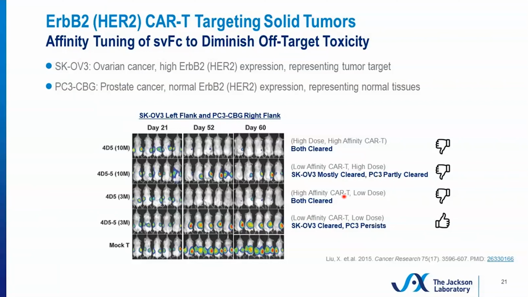Even with a high affinity at low dose, it cleared both again. And what was really nice here is that the low affinity CAR T at low dose cleared the high expressing tumor, while the low expressing tumor, which was an example of the normal tissues, persisted, showing that the balance between affinity and the dosage of the CAR T could lead to more appropriate targeting of the tumor tissue.